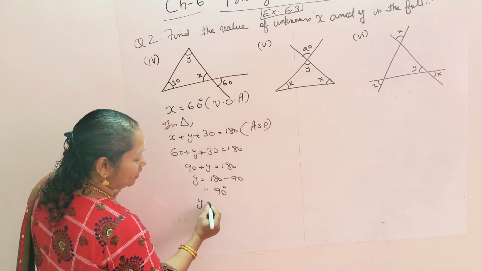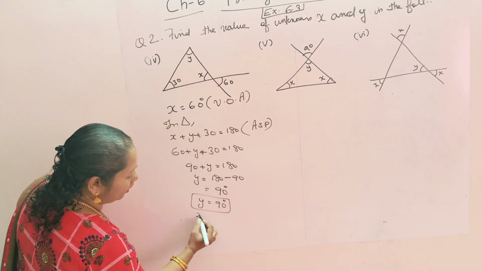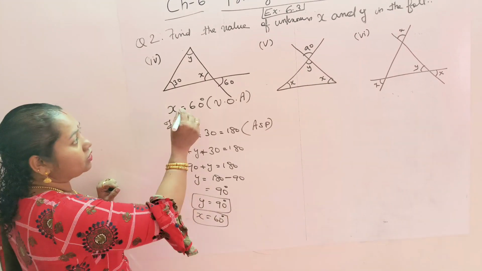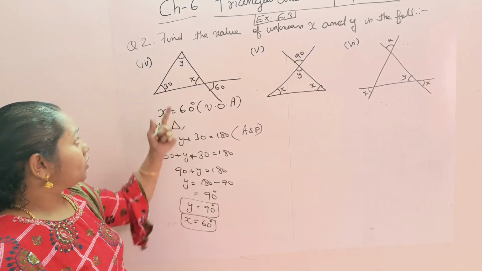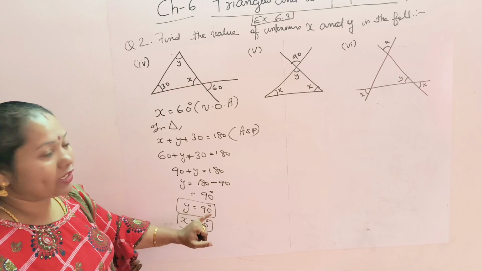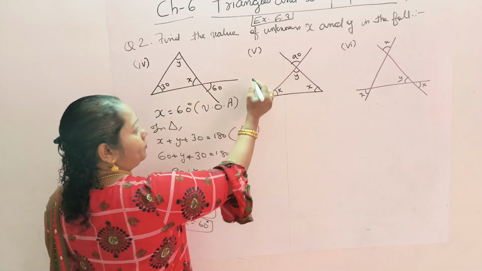That is, it's a right angle triangle, right? The value of y also you got, and you got the value of x. You have to conclude all the answers which were asked, in the end. So since it's asked for x and y, we have mentioned that x is equal to 60, y is equal to 90. Okay, so we got the value of x and y. Done?